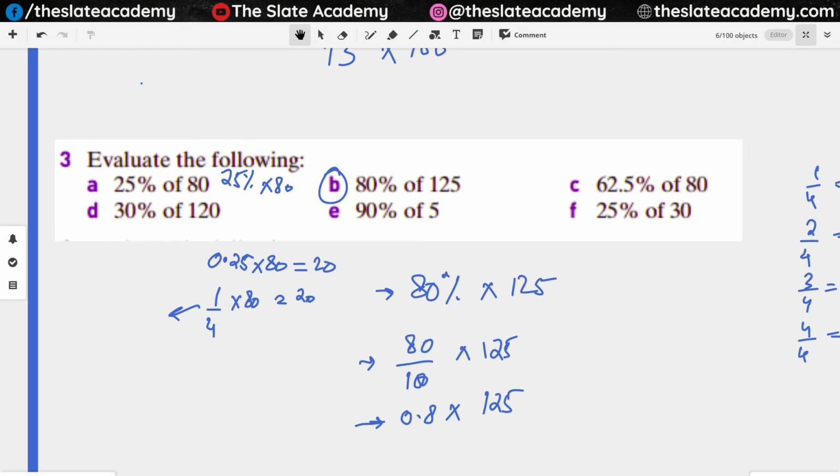Whichever is easier, whichever is the quickest way to do in your exams, you'll rely on that one. All three will give you the same answer because it's the same thing expressed in decimal, fraction, and percentage form.